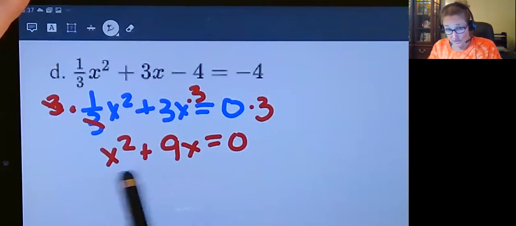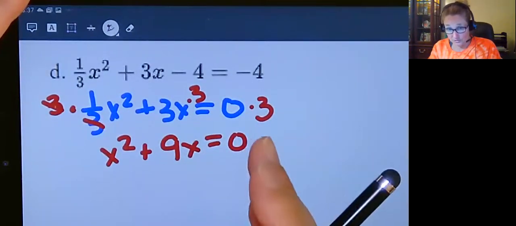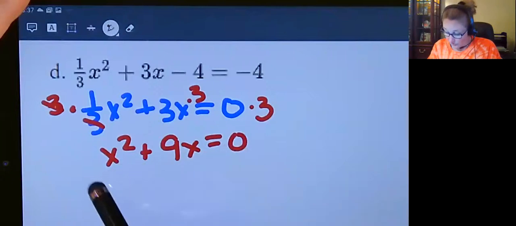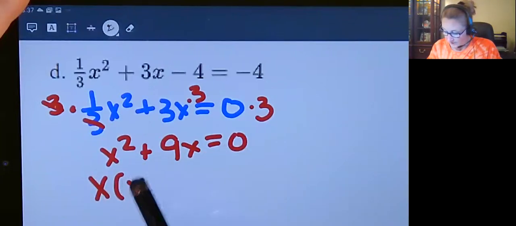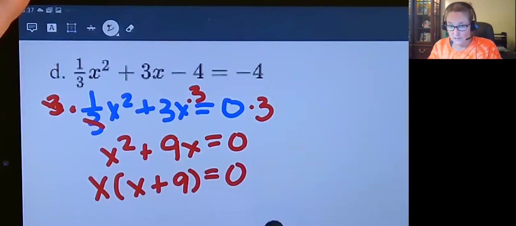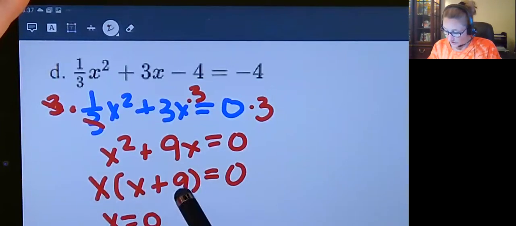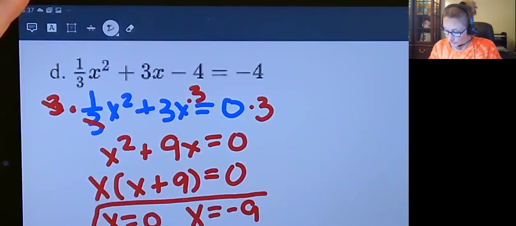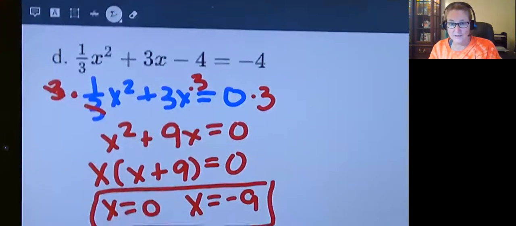So now you can see again, I've got no constant, and I've got x in both of these, so I can factor out my x, and I get x times (x plus 9) equals 0. I get x equals 0 for this, and for the parentheses, I get x equals negative 9. And those are our two answers.